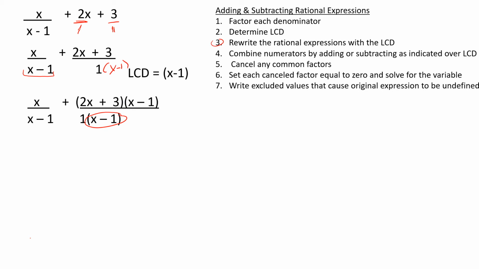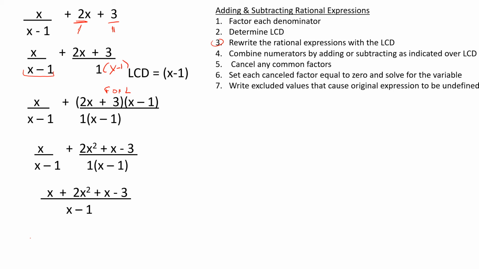And we want to be able to combine now the numerators, but before we do that, we have to apply the FOIL method here. Before we can simplify, we have to apply that FOIL method to this. So we know that 2x times x is 2x squared, and 3 times a -1 is -3. And if you do your middle term check, you're going to end up with a positive x. So when you apply that FOIL, all right, and now we've put everything all over the LCD, and now you can reduce.